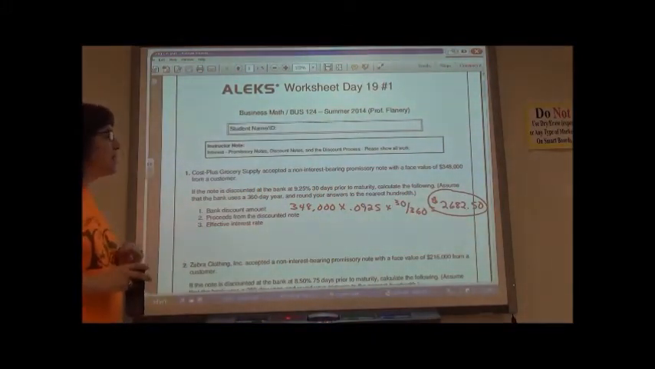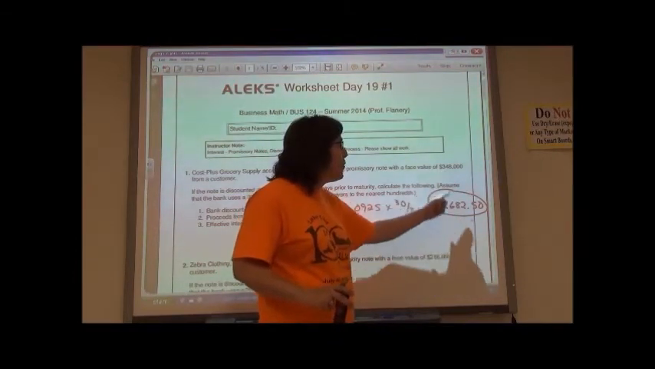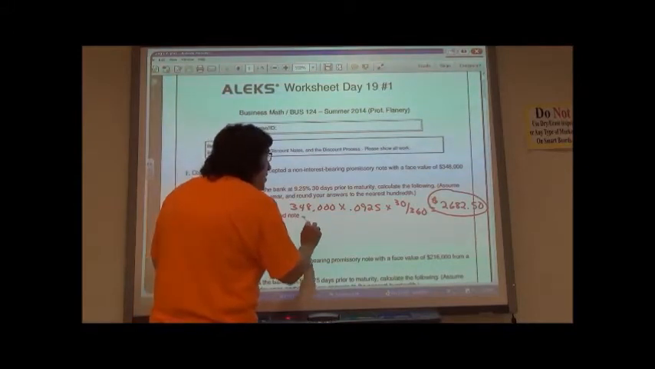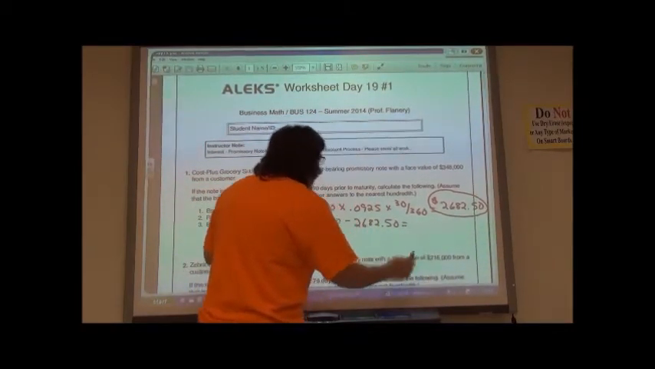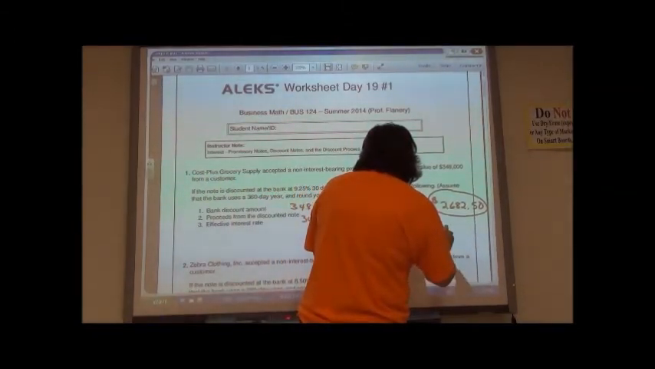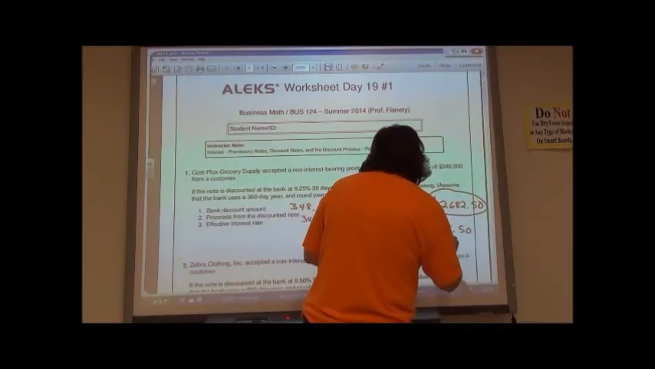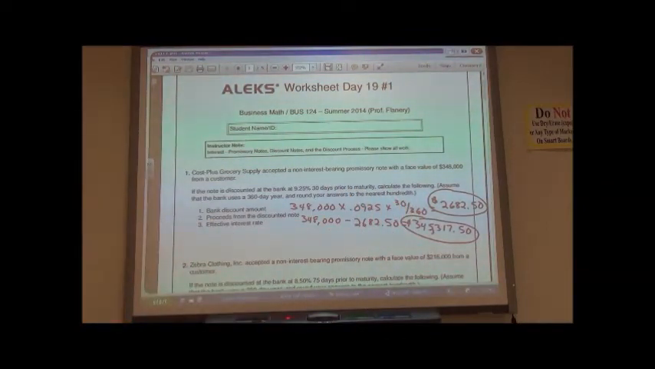So the proceeds from the discounted note: they're going to take the face value of the note and subtract off the interest that the bank is covering, and so my proceeds is going to be the difference between those two things. $348,000 minus $2,682.50, and so the amount I would collect, 348,000 minus 2,682.50, we would have $345,317.50. $345,317.50 would be the proceeds from that note.